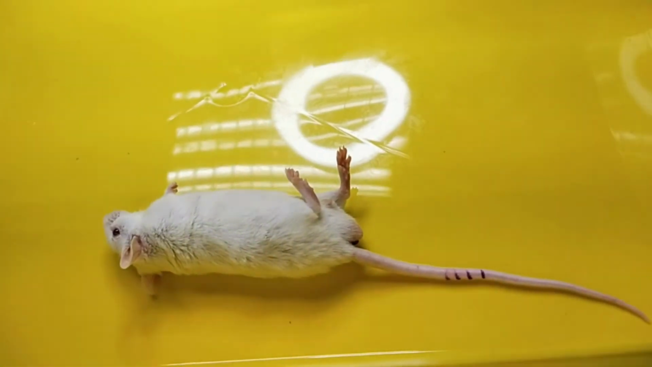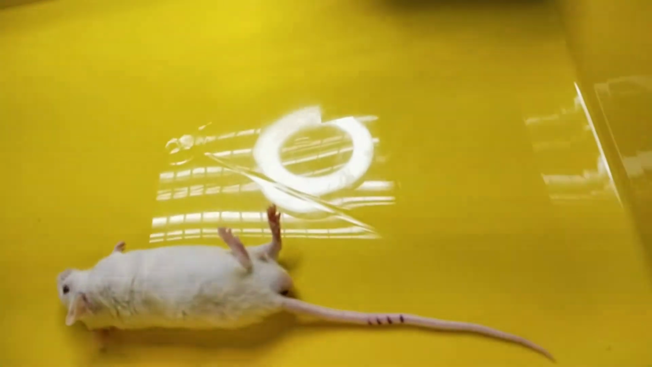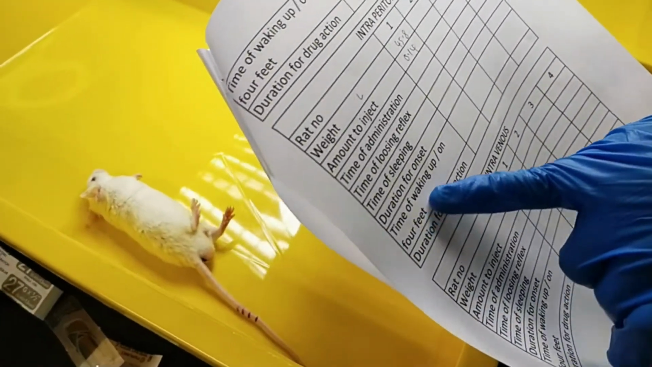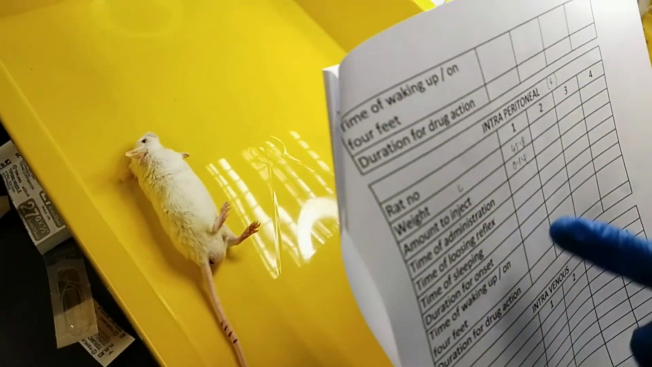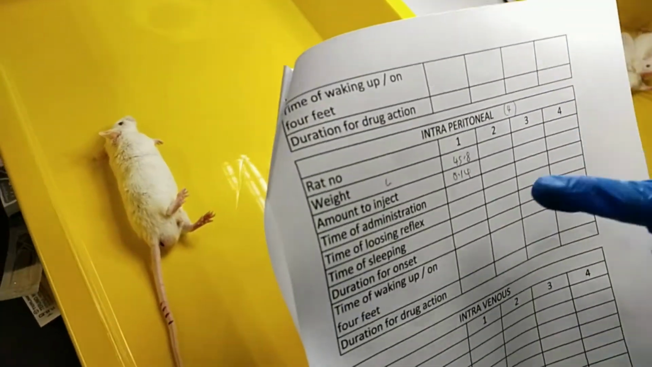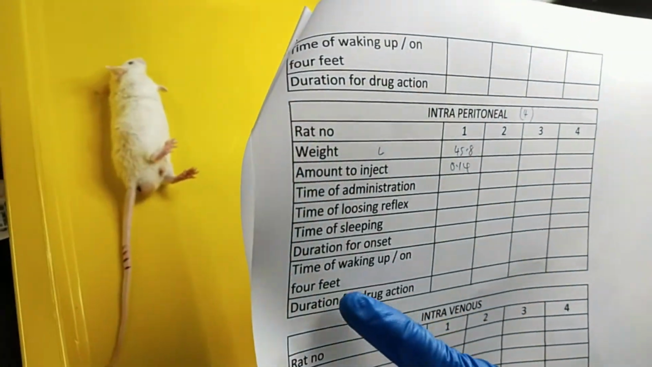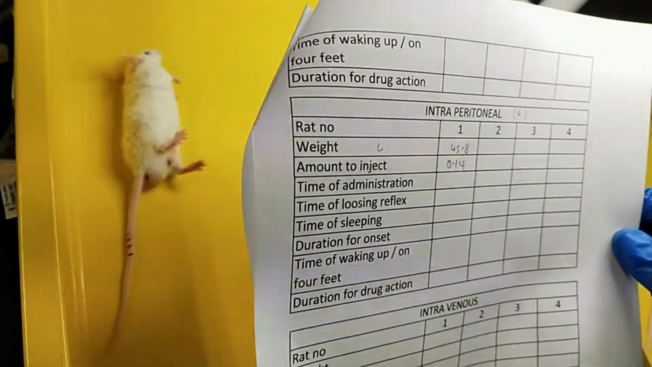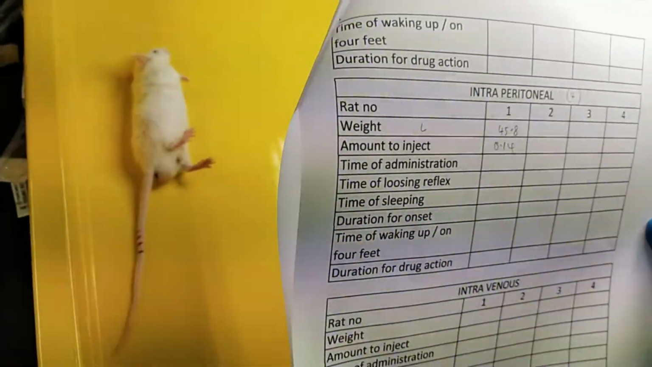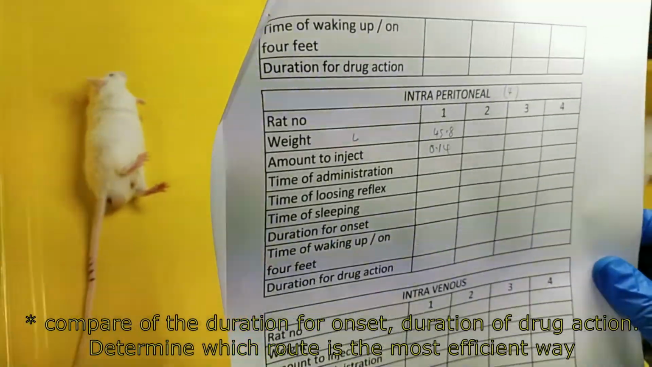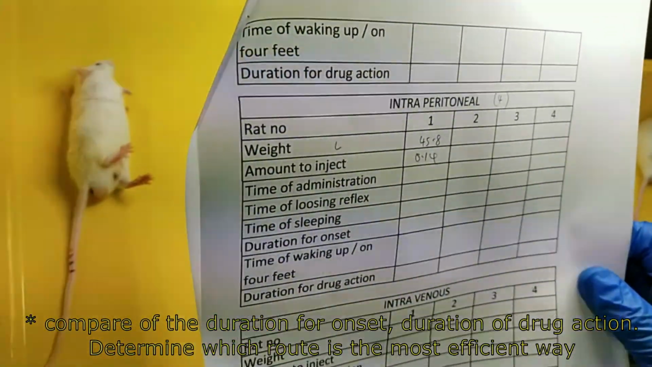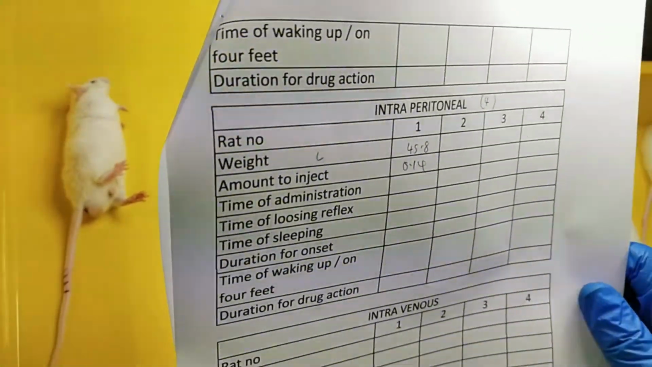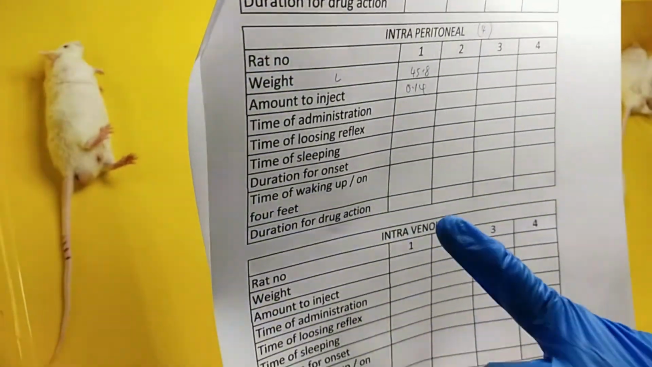And we need to wait for another few minutes until the animals start to wake up, and you need to record this time of waking up. Okay, so you need to record the time of losing reflex, which is the current time, and then you need to record the time of waking up, which is after a few minutes of injection. So that's it for today's practical. And after that, you need to compare these 4 different injections. You need to find out which one is the most efficient injection between these 4, based on the duration of the drug effect and also based on the duration of the onset.